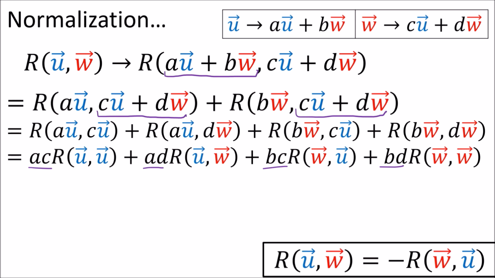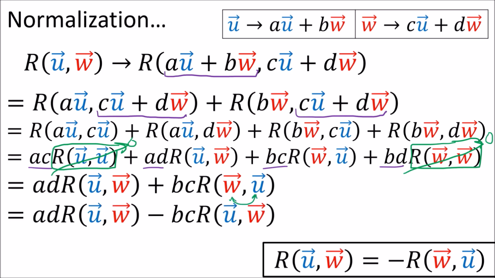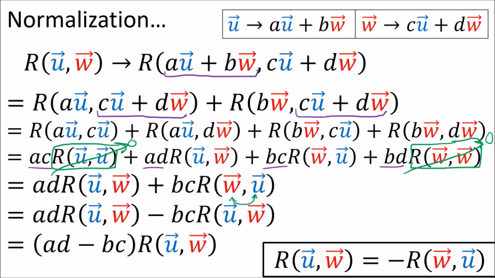Then, using the property of swapping the U and W inputs to get a negative sign, we know that R of U and U and R of W and W go to 0, since when a number equals the negative of itself, it must be 0. Finally, we can swap the U and W vectors here and get a negative sign, so we find changing the vectors in the plane gives us a factor of AD minus BC out in front.